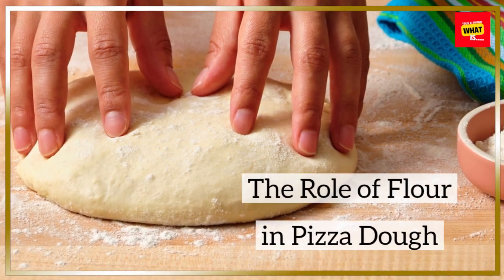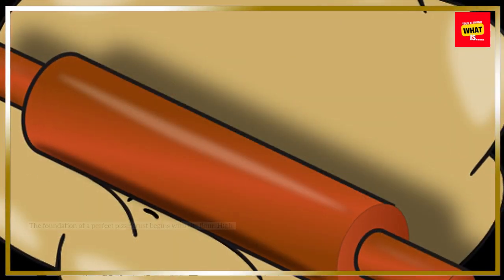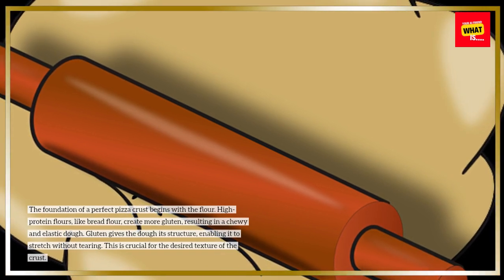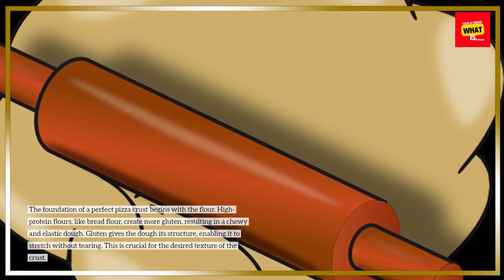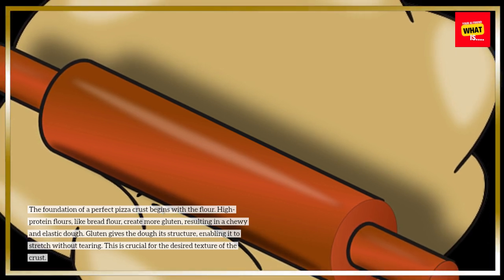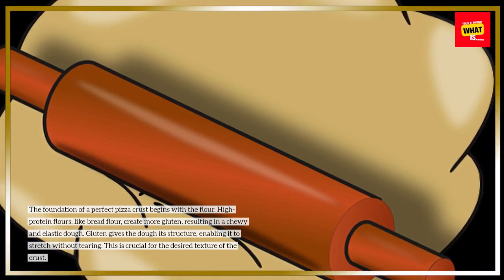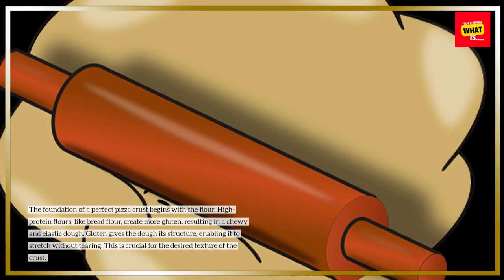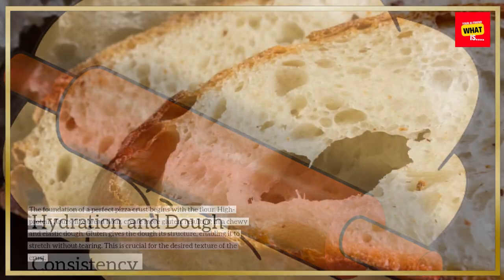The role of flour in pizza dough. The foundation of a perfect pizza crust begins with the flour. High-protein flours, like bread flour, create more gluten, resulting in a chewy and elastic dough. Gluten gives the dough its structure, enabling it to stretch without tearing. This is crucial for the desired texture of the crust.